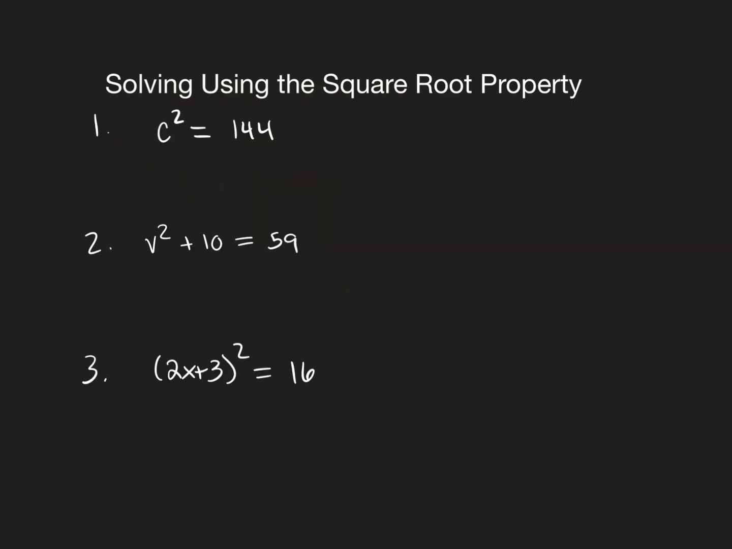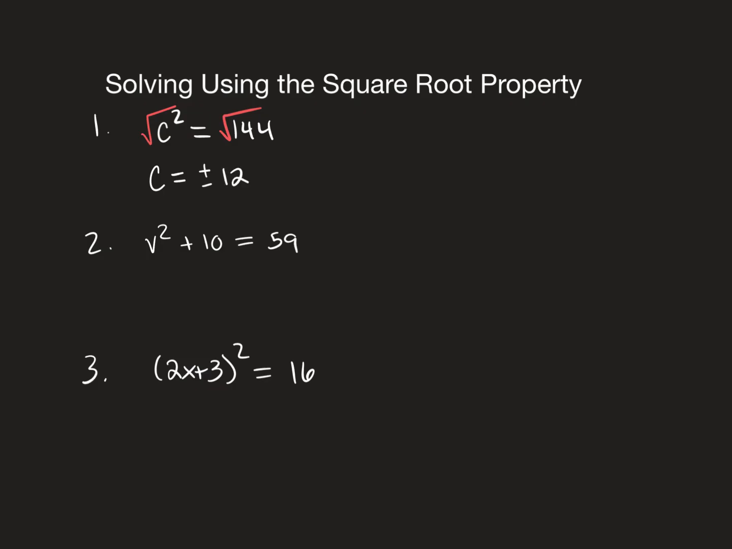All right, let's look at number 1. Number 1 says c squared equals 144. When we're using the square root property, we need the square isolated. So whether it be just a variable or a binomial that's in parentheses, I'll show you what that looks like in number 3. But for now, here in number 1, we have c squared already isolated. So we can take the square root of c squared. Now, the square root of c squared is going to be c. And the square root of 144 is positive and negative 12.